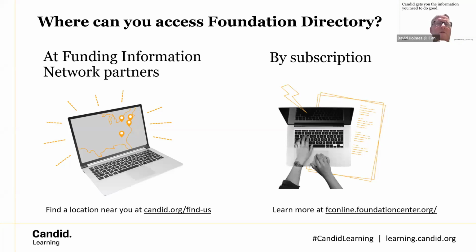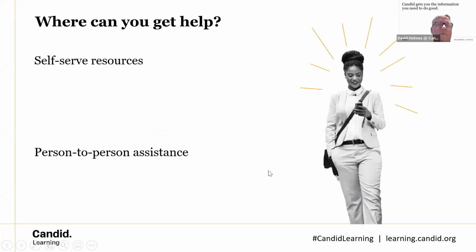Just to remind you, you can access Foundation Directory at our Funding Information Network partners. That's all the ones that you can search by zip code at candid.org/find us. If you want to get a subscription and use it from home, you can do that at an essential level and also at a professional level. And I was showing you the professional level. And you can go to fconline.foundationcenter.org to find more information there.